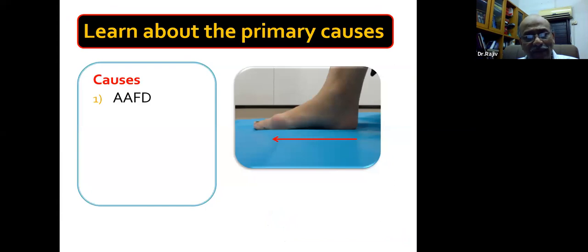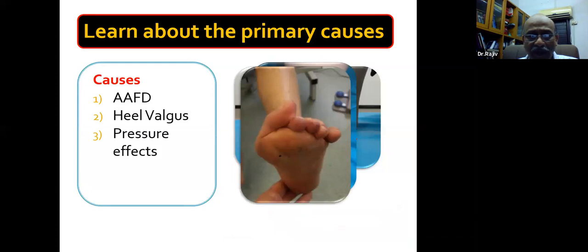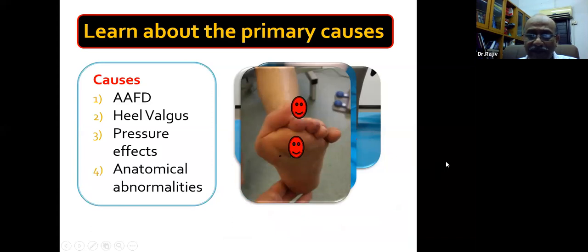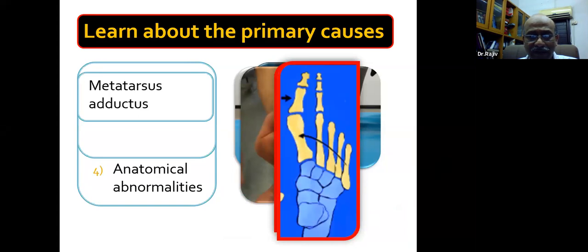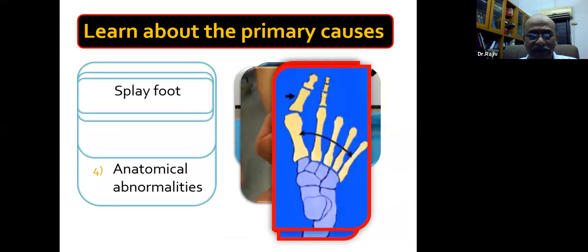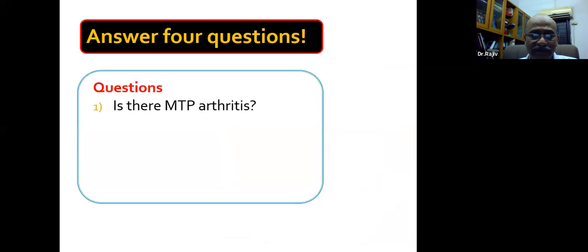Then certain primary causes could be adult acquired flat foot deformity, which we are going to discuss in the next talk. Heel valgus, again because of the flat foot. And some pressure effects in the form of corns and callosity are what you are also obliged to see. And some anatomical abnormalities like laterally oriented articular surface, metatarsus adductus, splaying of the foot, metatarsus primus varus.